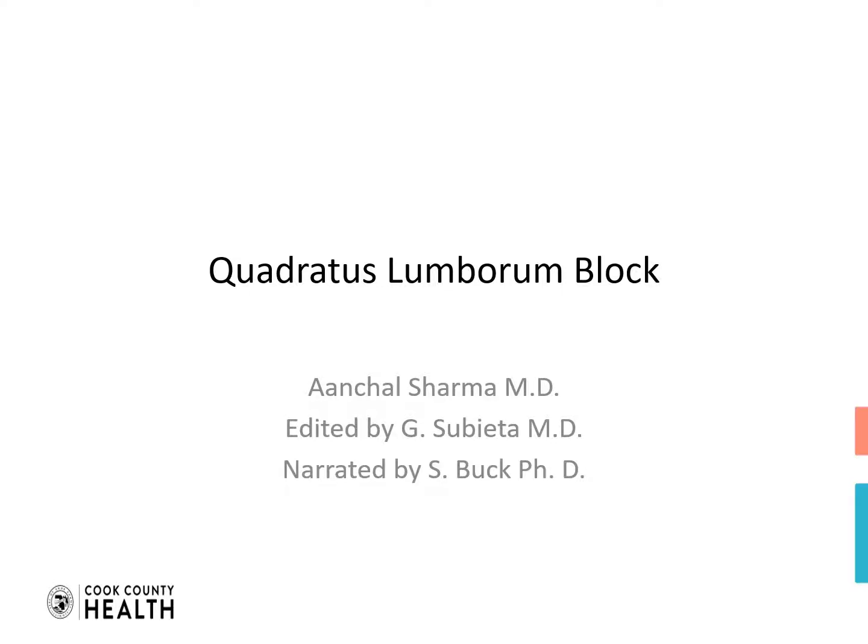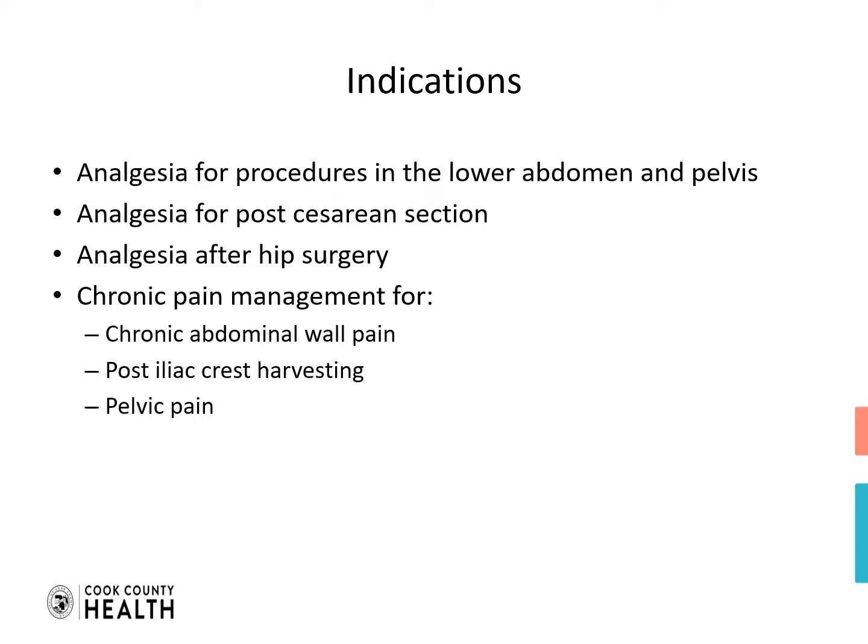Quadratus lumborum block. Indications: analgesia for procedures in the lower abdomen and pelvis, analgesia for post-cesarean section, analgesia after hip surgery, chronic pain management for chronic abdominal wall pain, post-iliac crest harvesting, pelvic pain.